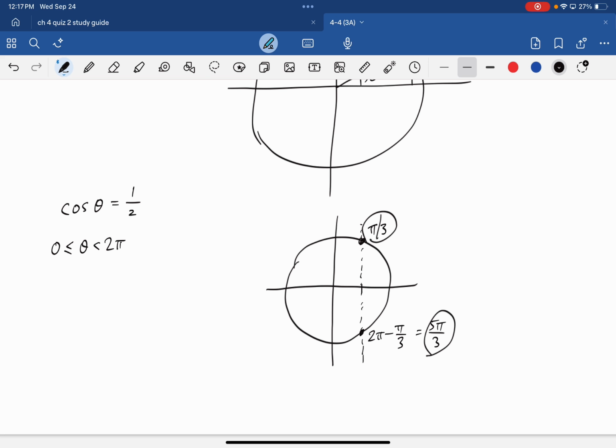Where do you get the line from? The x value has to be 1/2. The x coordinate has to be 1/2. So I drew a line through 1/2. Is it because cosine is needed?